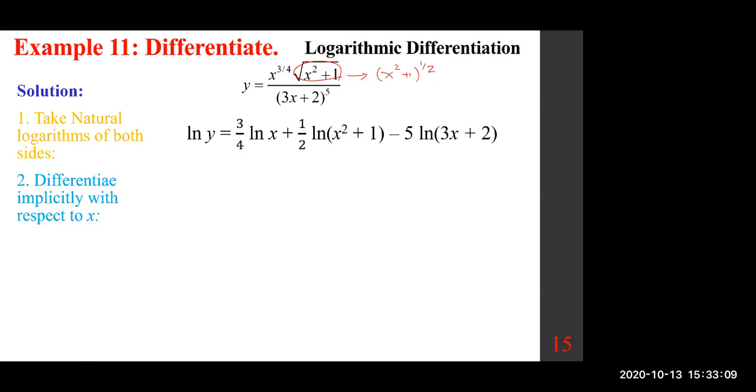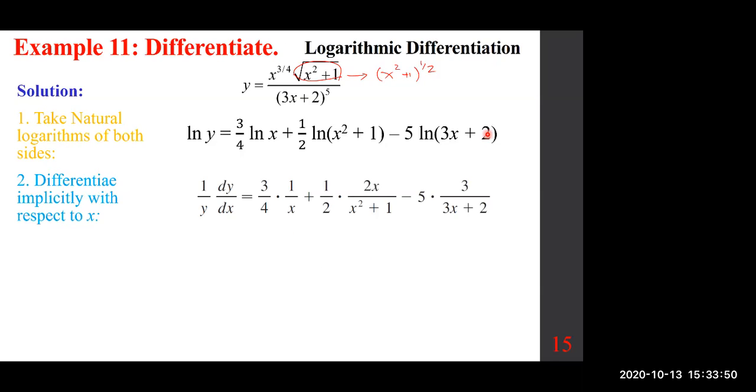So how do we differentiate? What is the derivative of natural log of y? You flip it over, 1 over y, and then the derivative of y is y prime or dy dx. Then 3/4 times ln x gives us 1 over x, plus 1/2 ln of x squared plus 1. Flip it over, 1 over x squared plus 1 times 2x, minus 5. Flip this over, 1 over 3x plus 2 times the derivative of itself, which is 3.